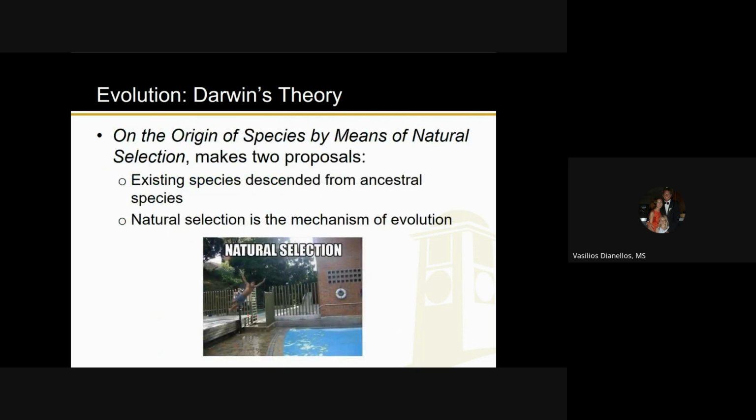So in Darwin's book, he made two big proposals. The first one was that existing species descended from ancestral species, which we already said, and natural selection is the mechanism of evolution, which we already said. So this slide is basically a summarization of the previous slides we've talked about this morning. So any questions about that?